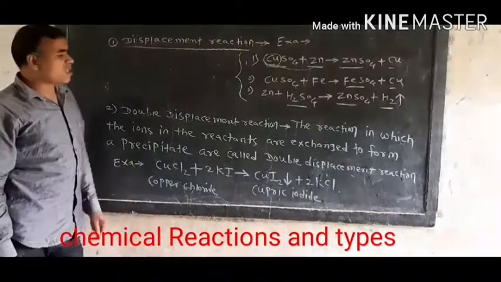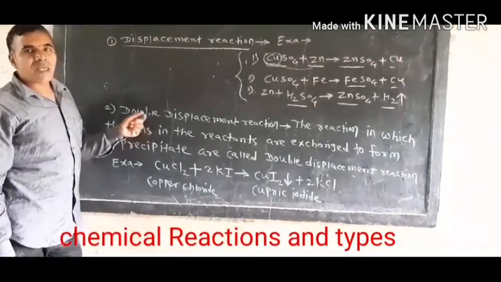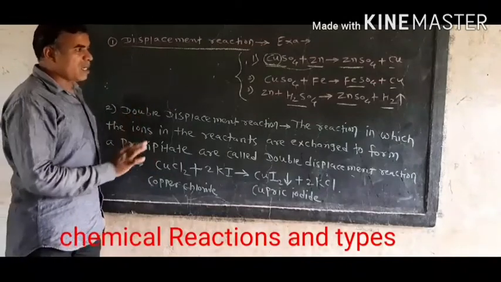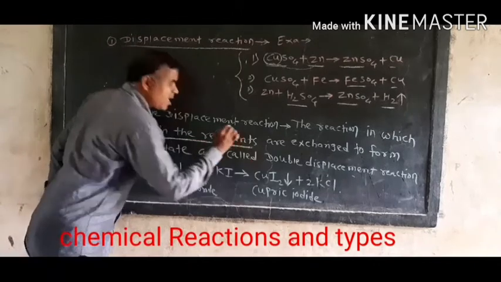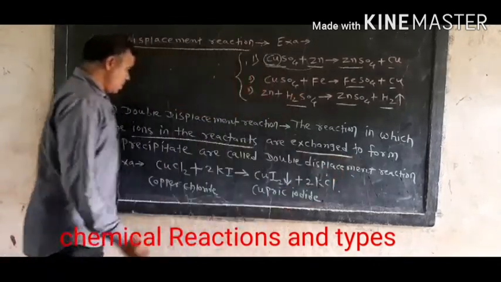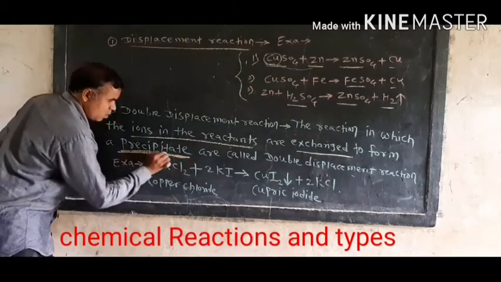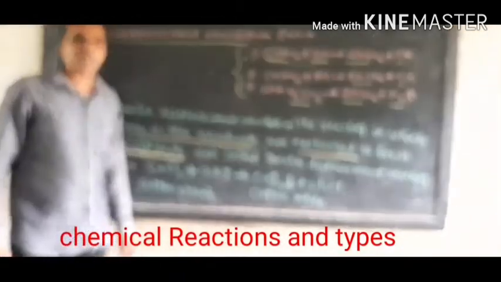Next, double displacement reaction. In a double displacement reaction, the chemical reaction in which the ions in the reactants are exchanged to form a precipitate. The new word is precipitate. A reaction that forms a precipitate is called a double displacement reaction.